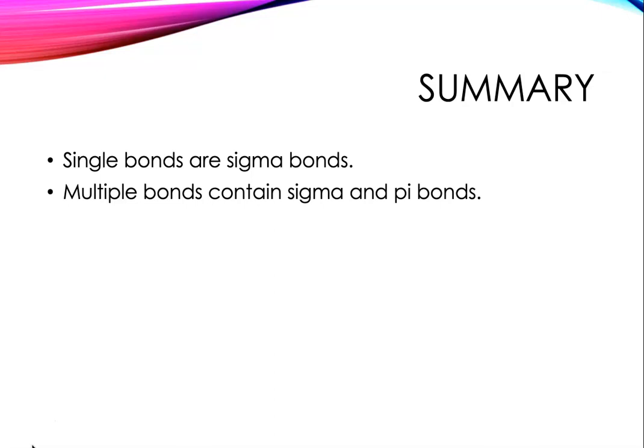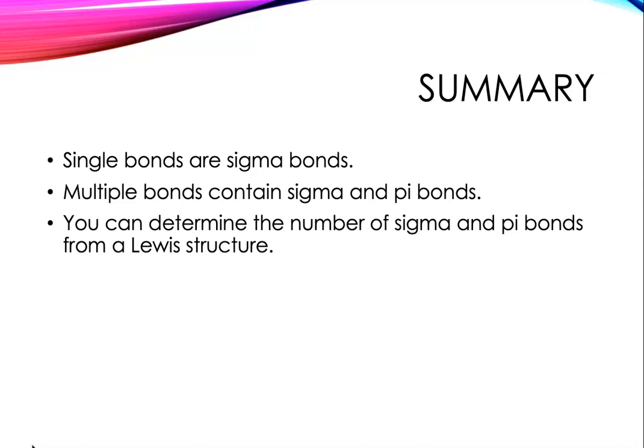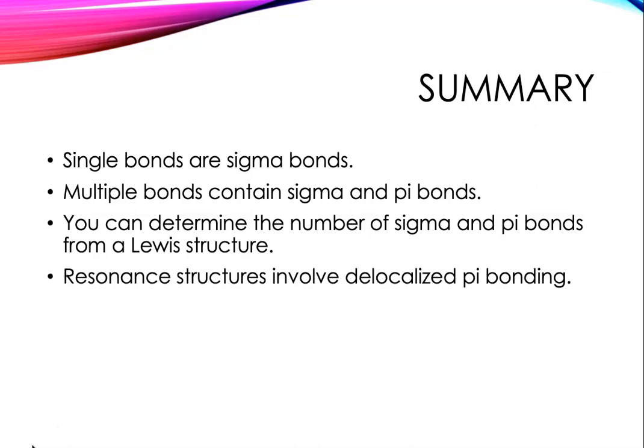Make sure you know that so that you can go to your Lewis structure and determine how many sigma and pi bonds you have. And you need to be able to do that. That's an absolute skill. You don't even have to explain why. You just normally need to say how many. And you should know that resonance structures involve delocalized pi bonding, and we can use this to explain why all the bond lengths would be equivalent. All the bond dissociation energies would be equivalent.